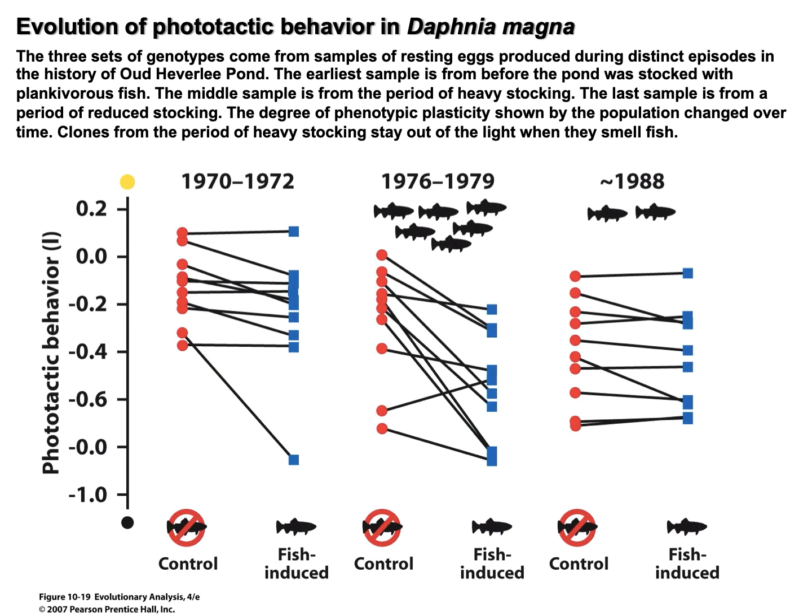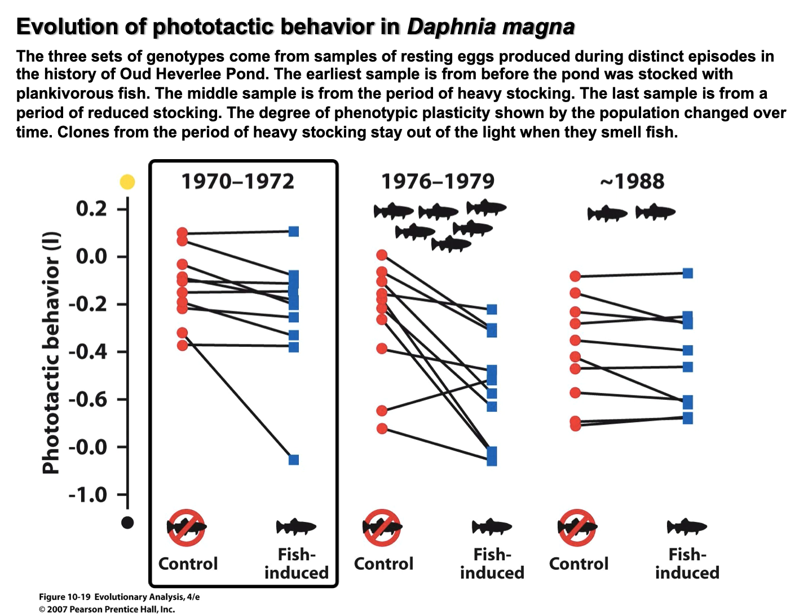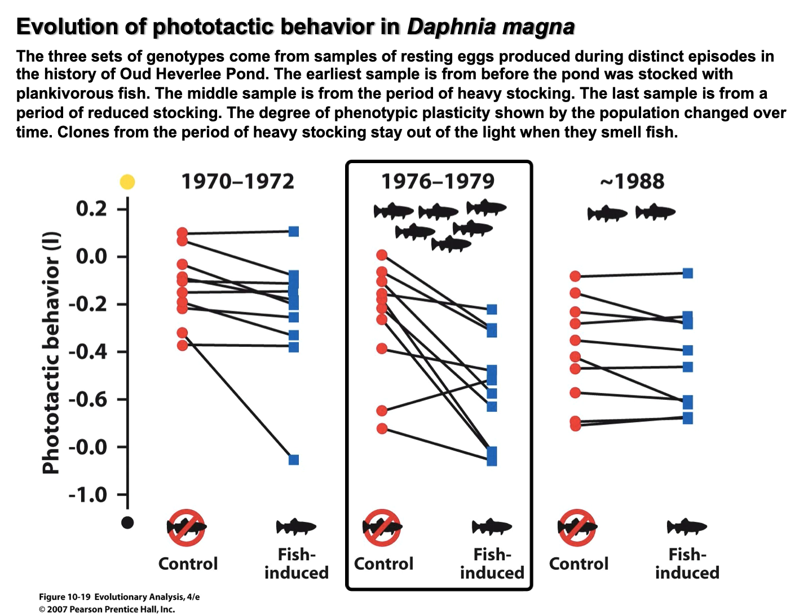In a similar experiment, they used the same pond, the same lake, and early on the pond had no fish. So whether they were fish-induced or not fish-induced, they rose to about the same level in the pond. Then from 1976 to 79, they stocked the lake with fish that would eat the Daphnia, and the individuals that had not been exposed to fish before rose higher in the column than those that had been exposed to fish before and knew that these were predators.